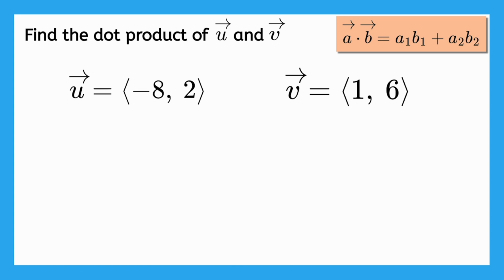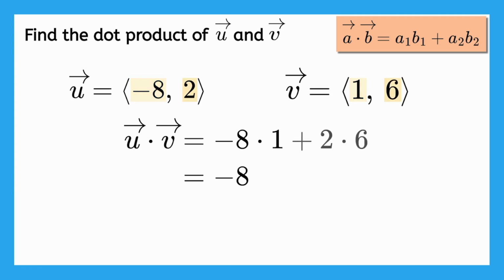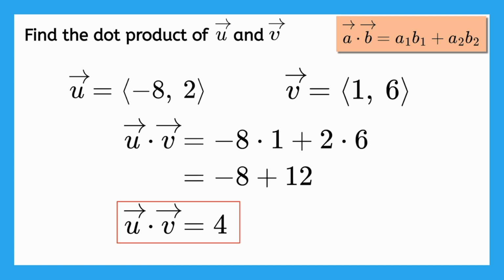How did you do? Begin by multiplying the horizontal components. -8 times 1 is -8. Then the vertical components. 2 times 6 is 12. Add the results to get 4, which is the dot product of u and v.